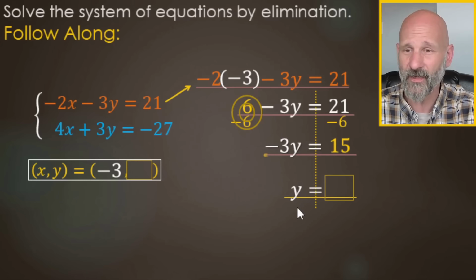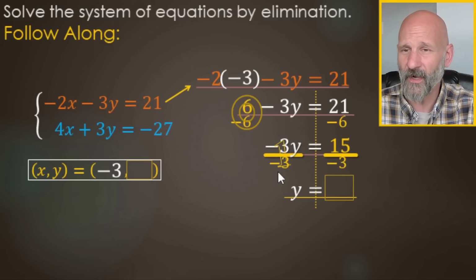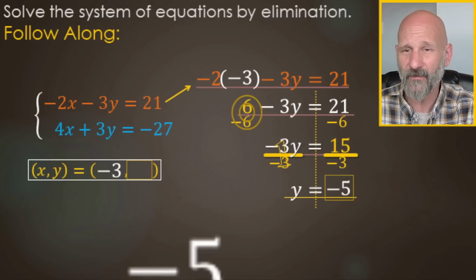Next up, we don't want the negative 3 being multiplied to the y. We just want y by itself. So undo that with a divide by negative 3. Negative 3 over negative 3 is 1y, written right there. We got a positive 15 divided by a negative 3, so that's going to be a negative. And then 15 divided by 3 is a 5.